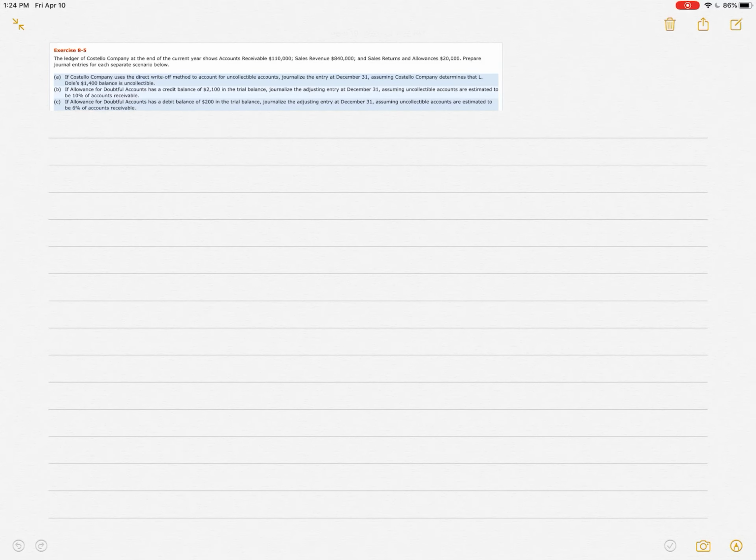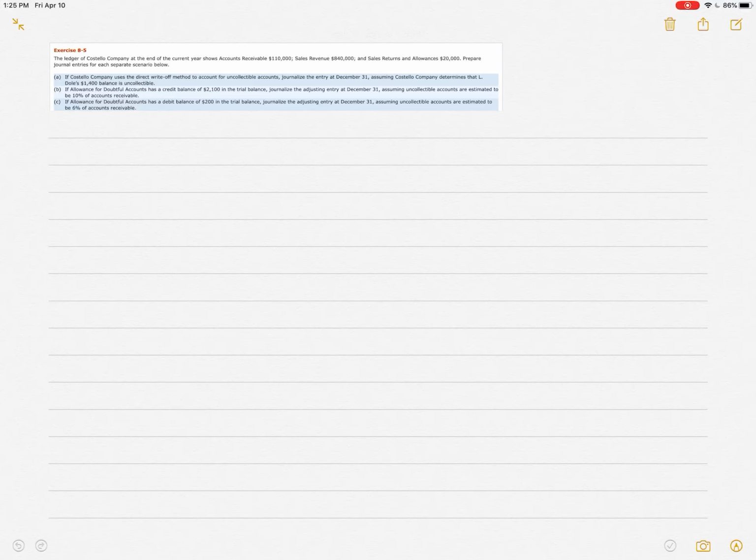Walk you through a couple of these exercises so we kind of get the hang of our homework for this chapter. The first exercise I want to walk you through is 8-5, and it goes through some of the journal entries in this chapter dealing with the allowance for doubtful accounts. There's a lot of journal entries in this chapter, so just be careful of the accounts that we use and when we should use which ones. So hopefully I'll help you through a little bit of that now.